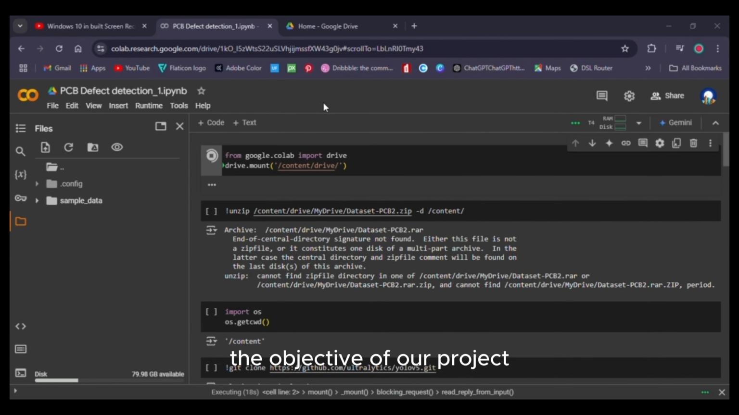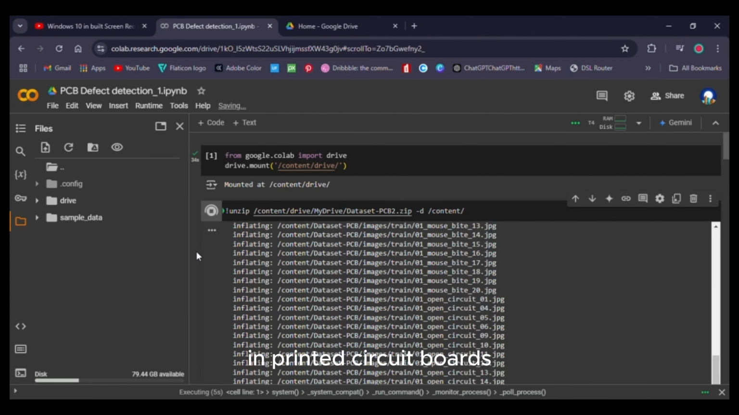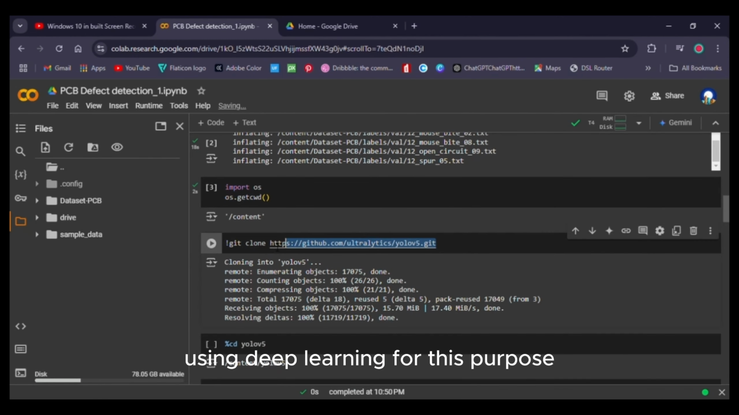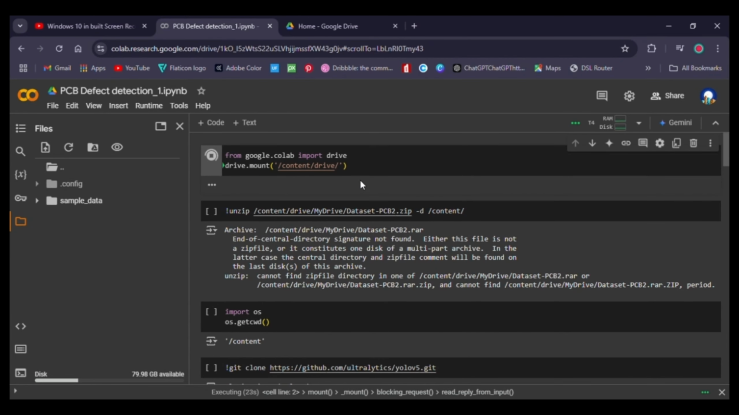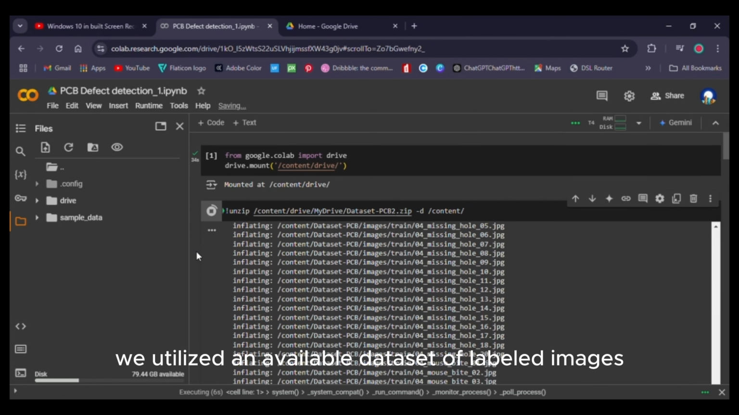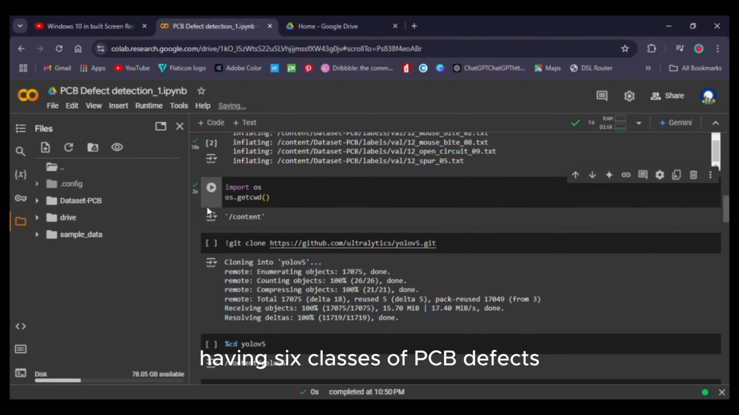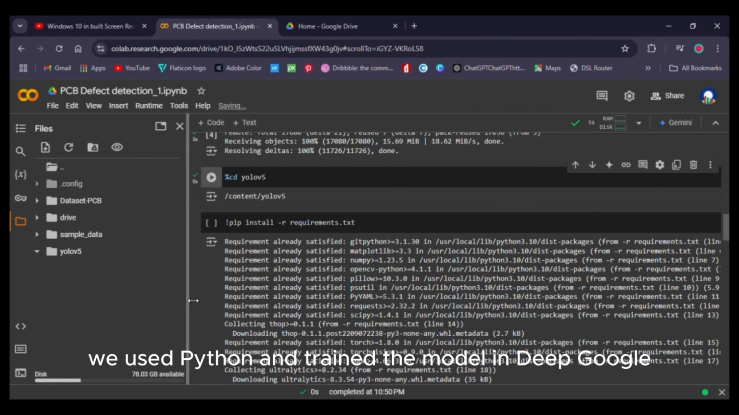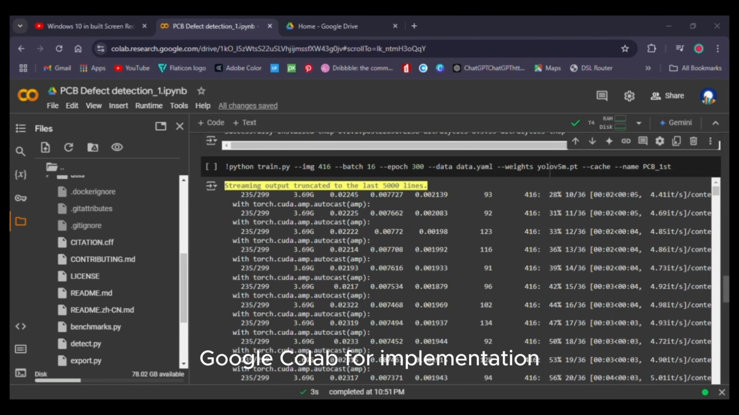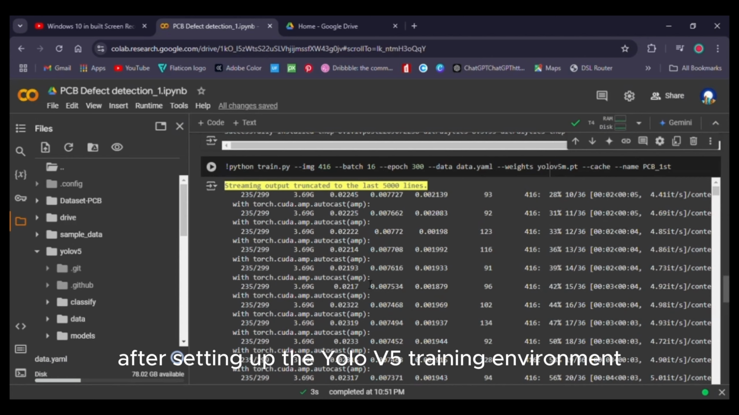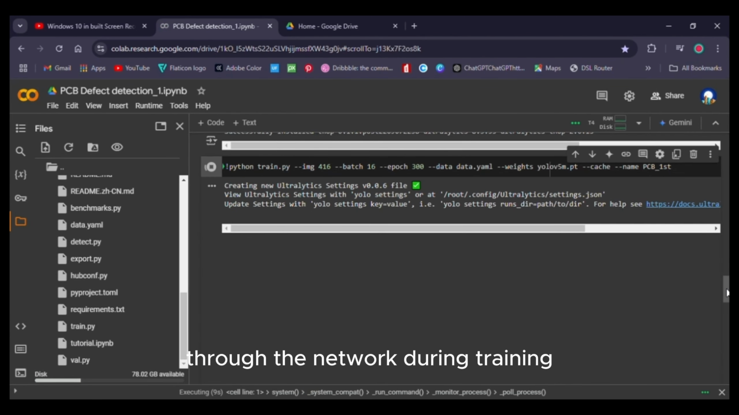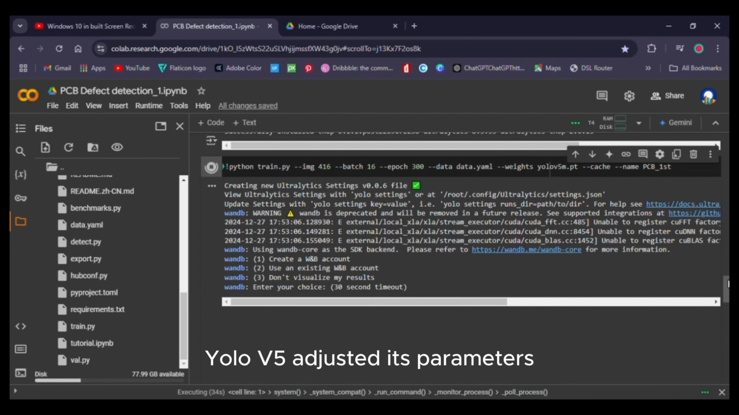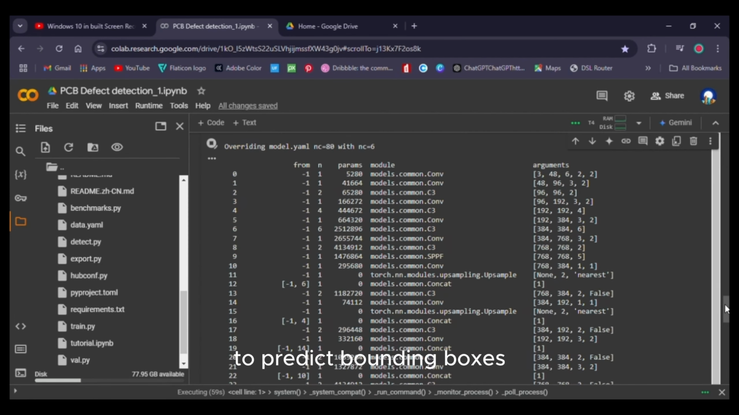The objective of our project is to efficiently detect defects in printed circuit boards using deep learning. For this purpose, we chose the YOLO V5 model, known for its speed and accuracy in object detection. We utilized an available dataset of labeled images having 6 classes of PCB defects. We used Python and trained the model in Google Colab, which provided the computational resources needed for deep learning tasks. After setting up the YOLO V5 training environment, we trained the model by passing batches of images through the network. During training, YOLO V5 adjusted its parameters to predict bounding boxes and classify defects accurately.